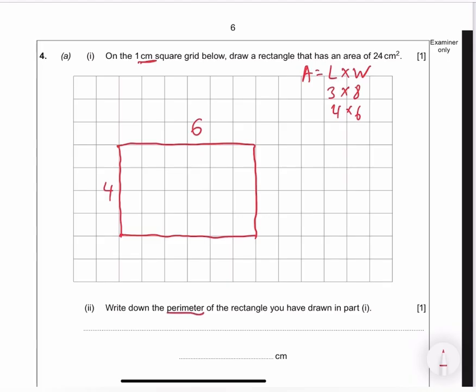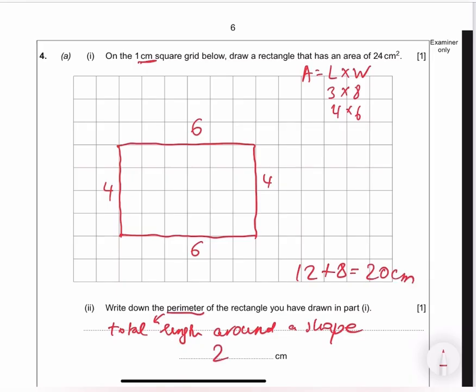So next we need to find the perimeter of this shape, and perimeter we know is the total length all around the shape. So let's just write the missing numbers on the other two sides, which are the same as the opposite ones, and add them all up, and we will get 20 centimeters.